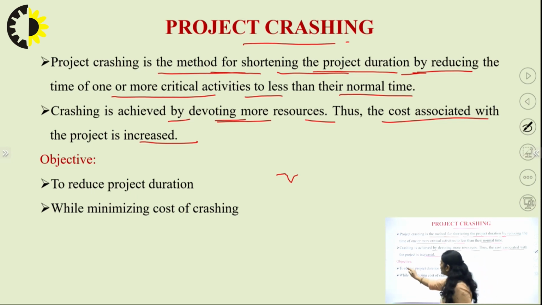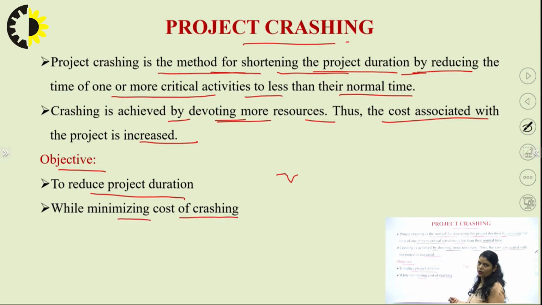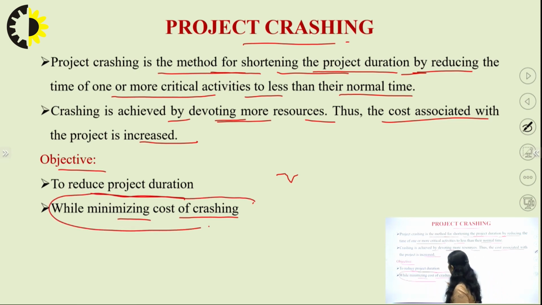So our objective in case of project crashing will be to reduce the project duration while minimizing the cost of crashing. So we have to monitor this also, that we have to keep it at the minimum side.